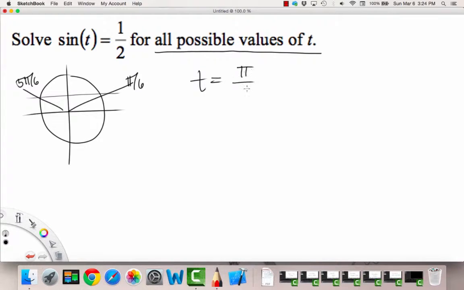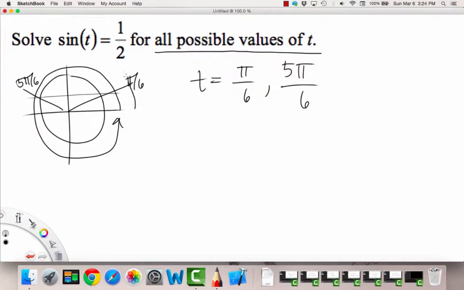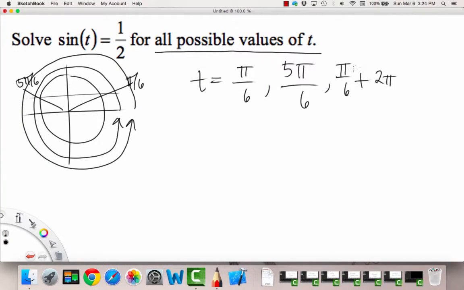So that should be it, right? No, not necessarily. There's more, because that was just when we run around the unit circle once. What if we keep going around? Then we'll hit some other solutions. We could also have pi over 6 plus another 2 pi, which means you went around one more time. How about 5 pi over 6 plus another 2 pi? You went around another time from there.